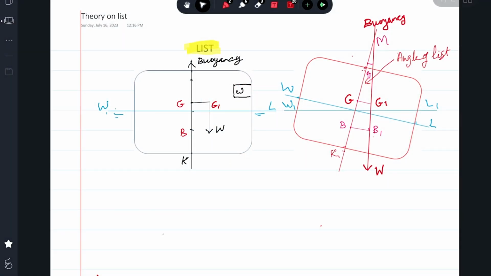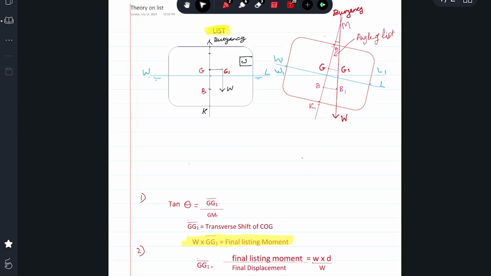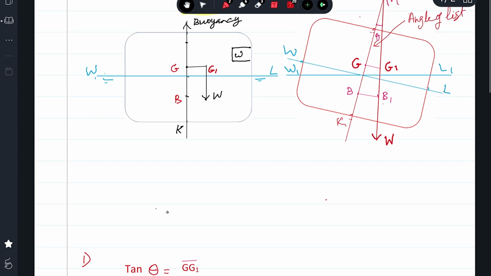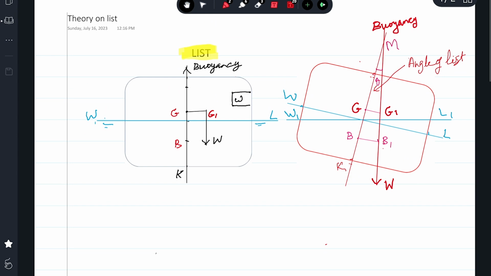Hello everyone. Today we are going to move on to the next topic in ship stability, and that is about the list. I will go through some theory part of the list to understand how to solve the questions related to list. So what is a list?